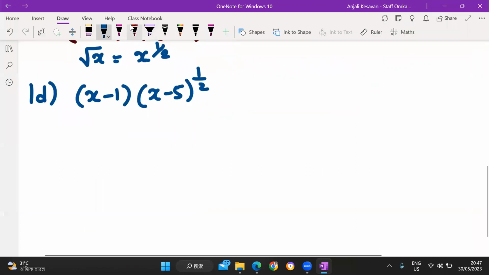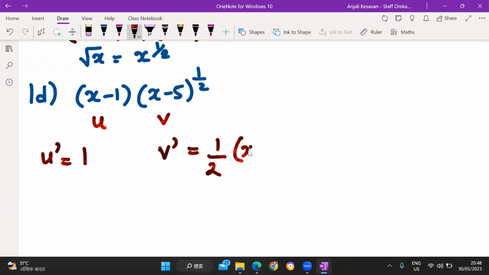Now how do we go about this? What is your u here? Your u here is x minus 1, v here is (x minus 5) raised to half. So what is your v prime? How do you differentiate this? Differentiation of x minus 1 will be 1, and differentiation of (x minus 5) raised to half will be half times (x minus 5) raised to negative half times 1.